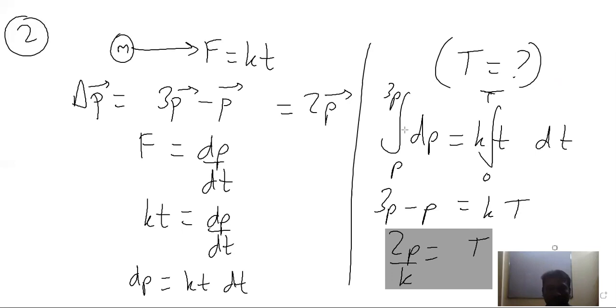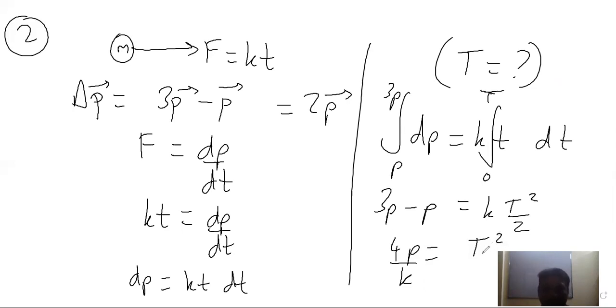I think I did a slight mistake here. Integration, I did a mistake. Let me rectify. The integration of t will be t square by 2. This is t square by 2. So this 2 and 2 multiplies to give 4 here. We'll have 4 here, and there will be t square here.